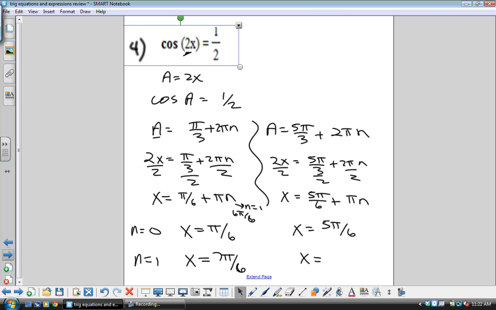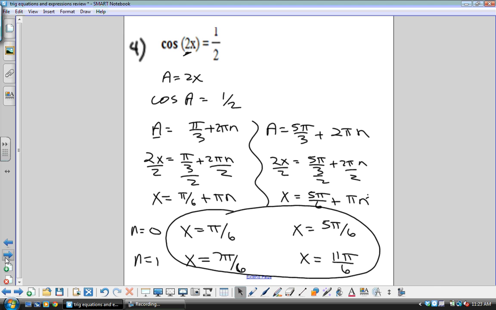And then, again, if n is 1, I'm going to think of that as 6 pi over 6. So 5 pi over 6 and 6 pi over 6 would be 11 pi over 6. Now notice again, it's a lot like the last one here. If n is equal to 2, then this is 2 pi. And pi over 6 plus 2 pi is going to be bigger than 2 pi. So we only want, again, the solutions that go from 0 to 2 pi, and that's all. So we just have these 4 solutions here.